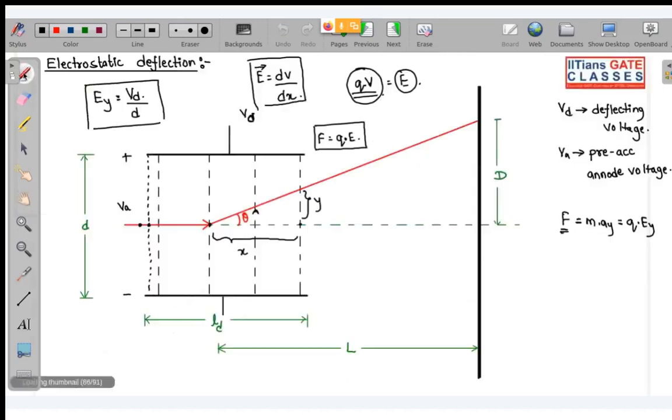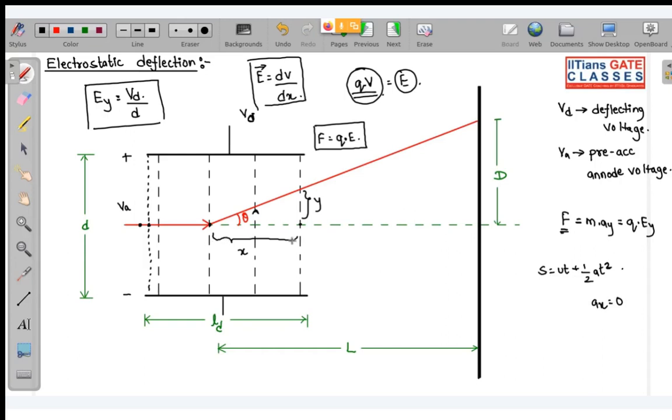Now see, I have y also. Can I get this x? In x, we know that s is equal to ut plus half at square. Now, there is no more acceleration in your x-axis, because no more energy is supplied in the x-axis. Whatever energy was supplied, it was only up to the pre-accelerating anode region. So ax is equal to 0.